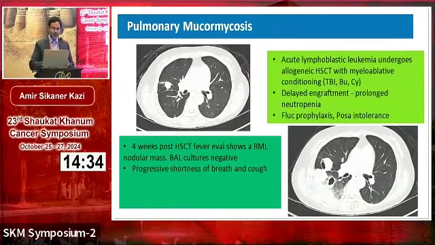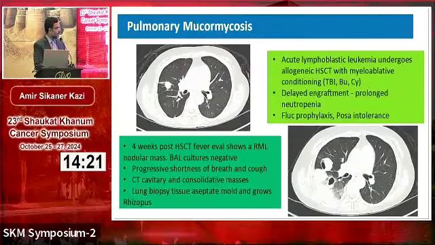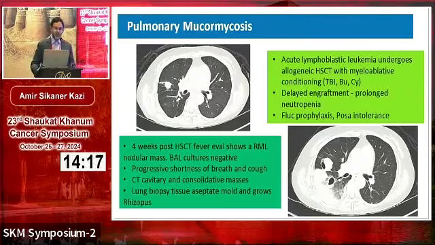And then BAL cultures were negative. So an early BAL was done. The patient has progressive shortness of breath and cough. And over time, his CT findings progressed to cavitary and consolidative masses over there. And lung biopsy is opted for eventually, and that reveals aseptate mold, and it actually grows Rhizopus.